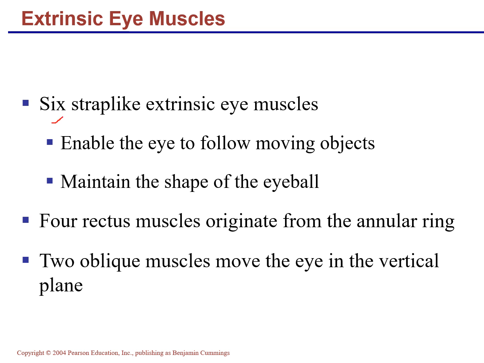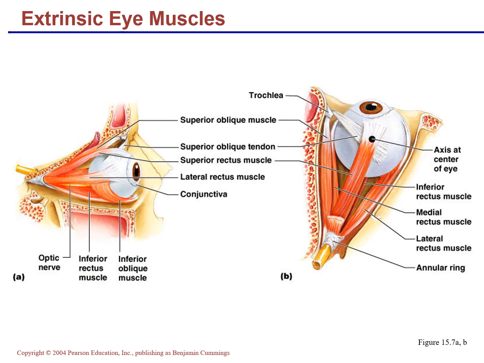Extrinsic eye muscles, you have 6, and that is very important for you to know. They enable the eye to move left, right, up, and down. 4 rectus muscles originate from the annular ring. Not important that you know that, but you need to know you have 4 rectus muscles and 2 oblique muscles. So, looking at that, you have 4 rectus muscles. You have medial, superior, inferior, and lateral. Not that hard. And then you have the superior oblique muscle and the inferior oblique muscle.